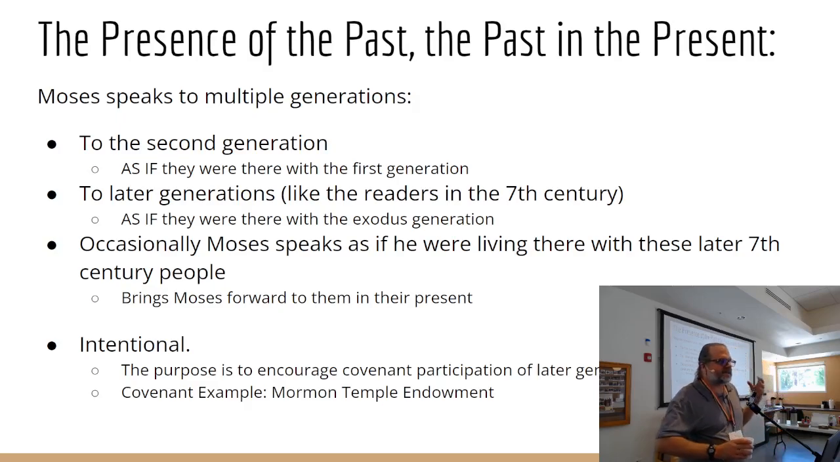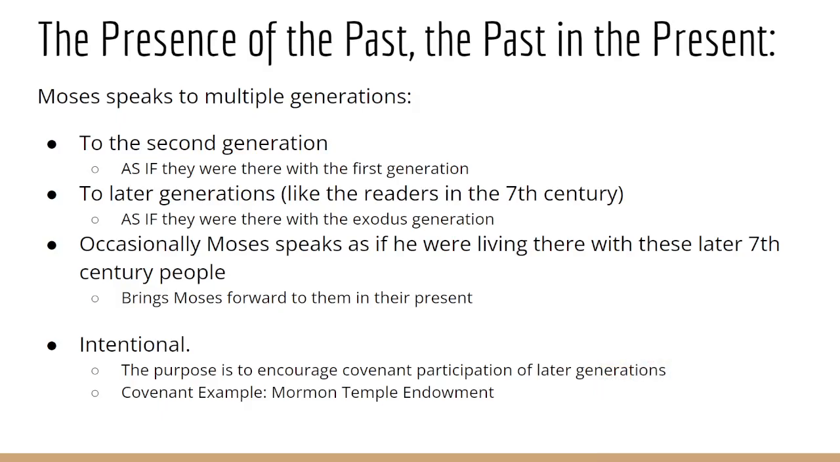To summarize what we've just gone through, there's a lot of text. I read a bunch of stuff just to summarize. The text speaks to the second generation as if they were there in the first generation. It speaks to later generations like us, or the authors at the time the book was written in the 7th century, as if they were there with the Exodus generation. Occasionally Moses speaks as if he were living in the 7th century with the people he's talking to through the writing of this book.